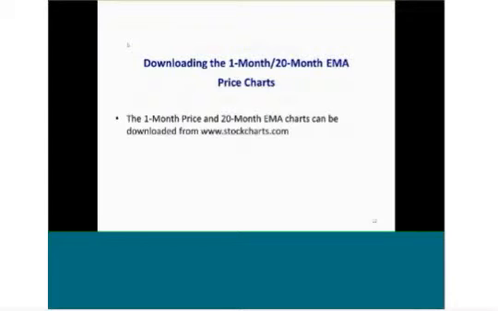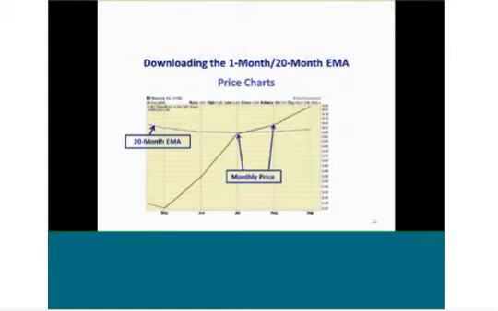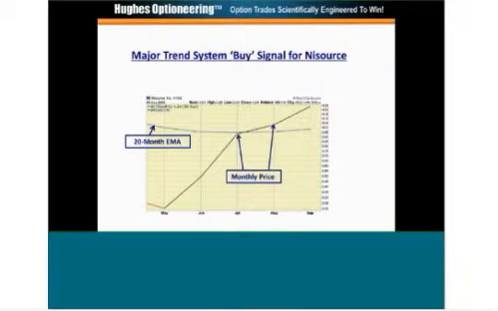So you can easily just bookmark these indicators, and it only takes literally less than a minute just to see if a stock is on a buy or sell signal. So here, let's look at an actual buy signal. This is for NiSource. This is the gas utility company. And this blue line right here is the 20-month exponential moving average.